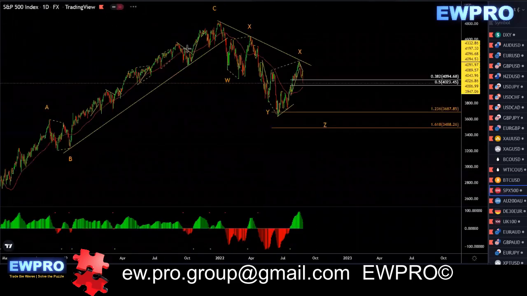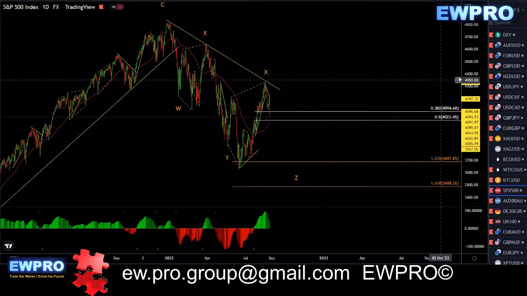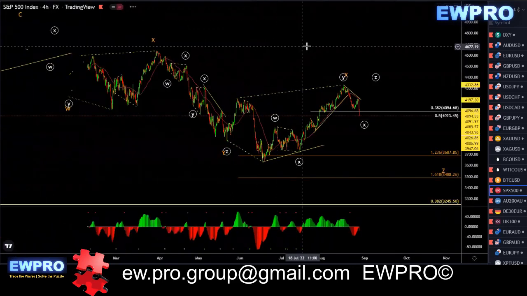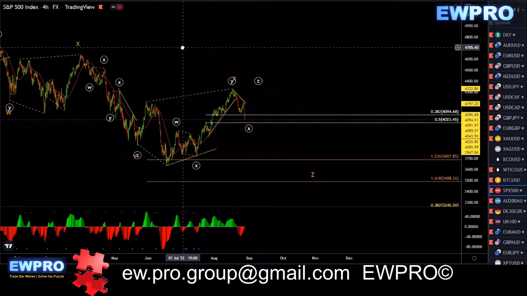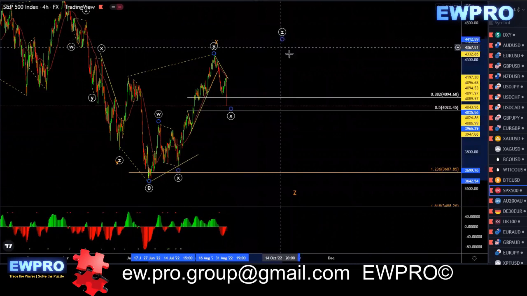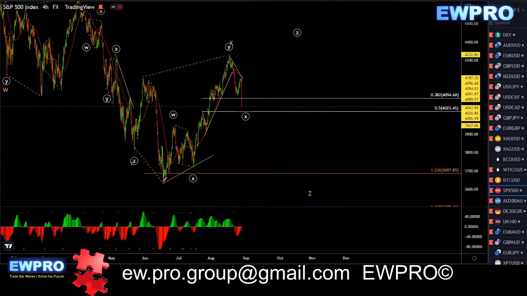S&P on the daily. So we're looking at that WXY, X2 and a Z down. These are your targets here for the Z down, 123.6 and the 161.8. On the H4, this was still this possibility that we get a Z up here. Thing is, we got a WXY. This was like an expanding flat here.